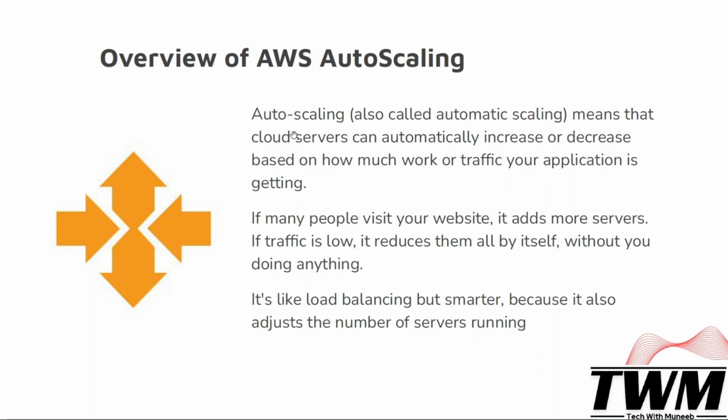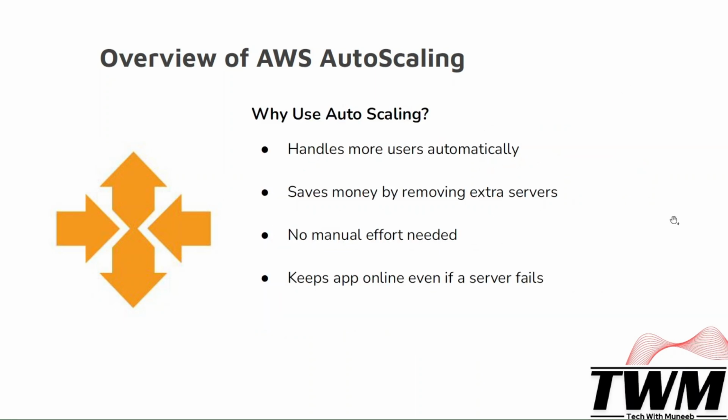The concept of autoscaling, which we call automatic scaling, means that cloud servers can automatically either increase or decrease based on how much traffic your application is getting. If many people visit your website, it automatically adds more servers. If traffic is low, it will reduce them by itself without you doing anything manually. Depending upon how much the server load is, it will be triggered automatically, and AWS autoscaling will either add or remove the additional servers. So that's the concept of autoscaling.